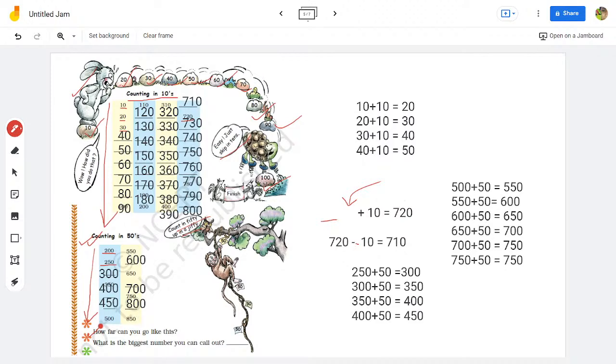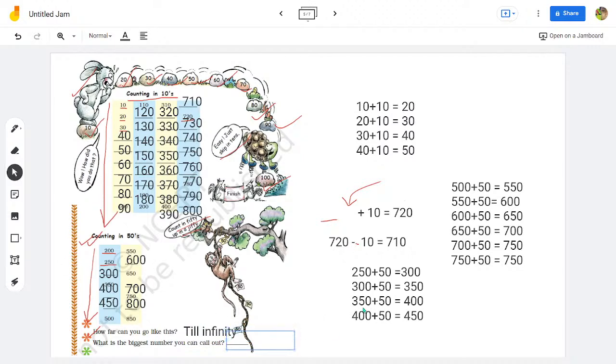What is the biggest number you can call out? Is there any number that you can call out which is the biggest and there's no number bigger than that? No, we can't call out any such number. So the answer for the first one is till infinity. We can go till infinity, and beyond that it would never end.